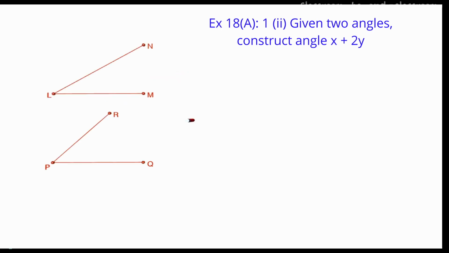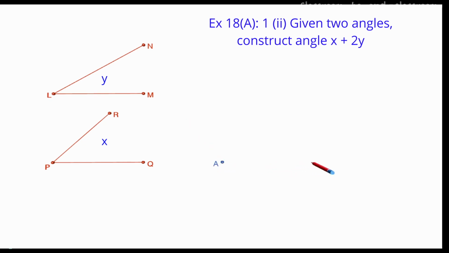Now let us solve one question from exercise 18A, and the question is 1, 2. That means the second part of question number 1. We are given two angles, angle QPR that is equal to X and angle MLN that is equal to Y. We have to construct an angle X, then Y, and again Y, and that will be equal to X plus twice Y. Now let us see how it can be done.